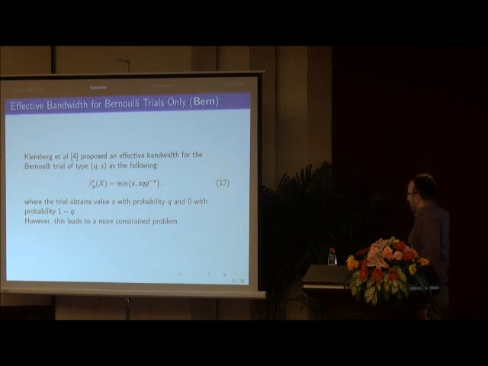Klegger proposed an effective bandwidth for the Bernoulli trial of type QS as the following formula, where the trial obtains the value S with probability Q and Z with probability 1 minus Q. However, this leads to a more constrained problem.